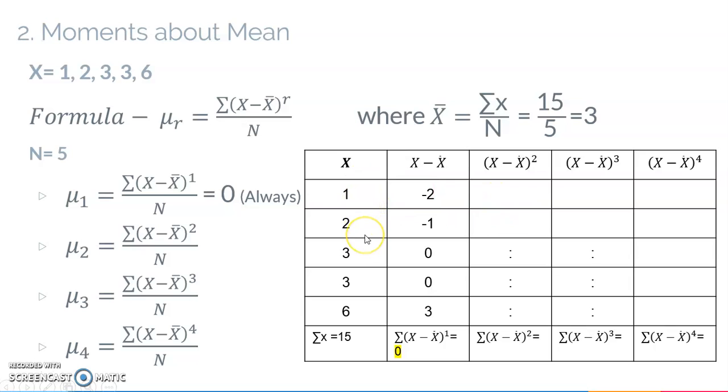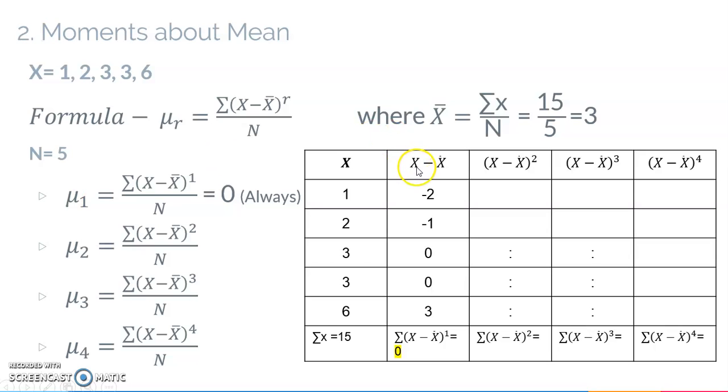Now you have the value of x with you. You have the value of x bar as 3. You can put the values and get the answer. Now here I want to highlight one concept. The first central moment is always equal to 0. So you can directly, in the examination also, write down the answer 0.